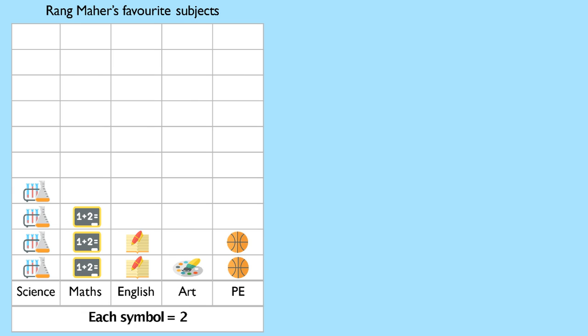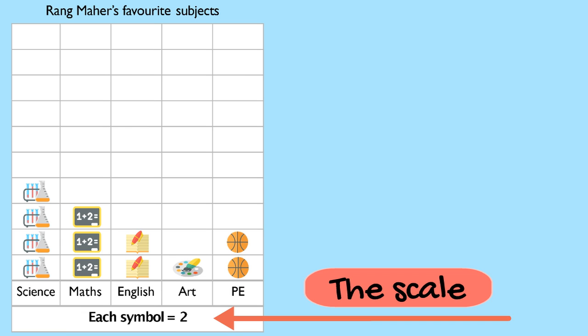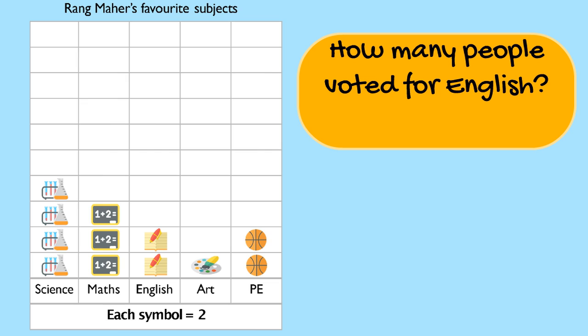How many people voted for PE in this one? Pause the video and write down your answer. If you had a very sharp eye, you might have noticed that the scale on this one has changed. Down the bottom, it is no longer 1 symbol equals 1 person. Now, 1 symbol is equal to 2 people's answers. So instead of 2 people voting for PE, like you might have got, it's actually 4 people, because each symbol is worth 2 votes.